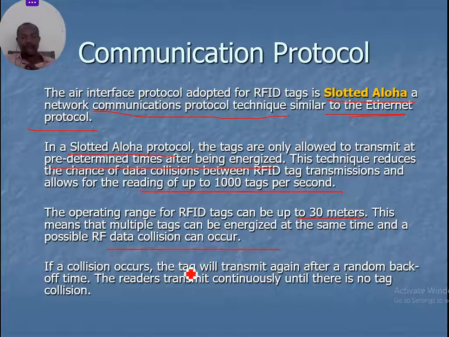You have to wait. After a back-off time, you transmit again. If you collide, you have to wait again and then transmit after a back-off time. You keep doing this till your transmission goes through. The reader transmits continuously until there is no tag collision, until the channel is free for you to transmit. Once there is no tag collision, then it goes through for you. So this is what happens when multiple tags transmit at the same time.